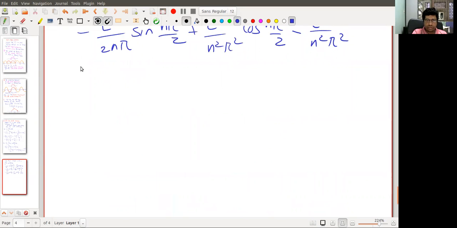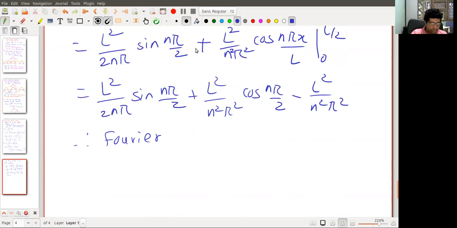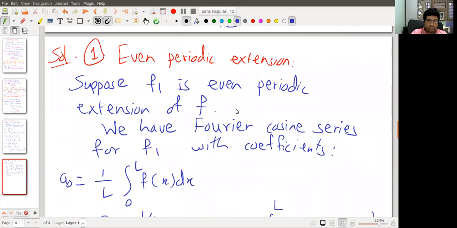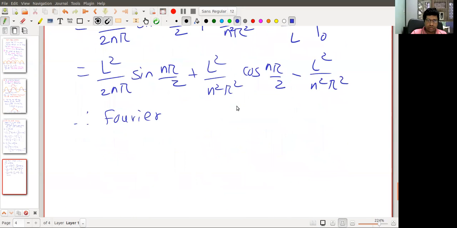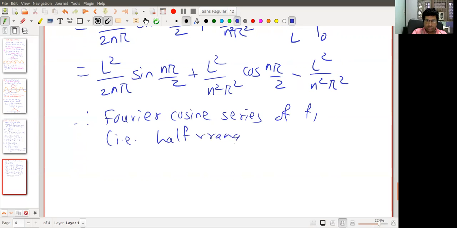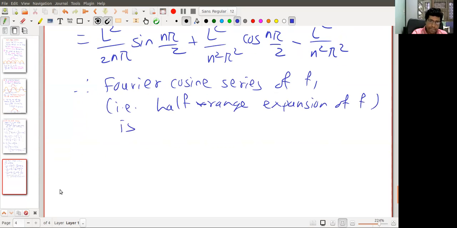therefore the Fourier cosine series or half range expansion of f is a0 plus summation an cos n pi x by L.